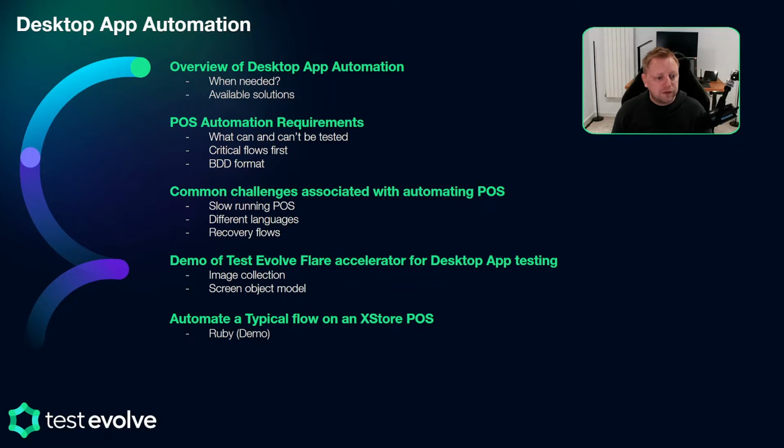So we'll look at test runs and test cases in there. I'll be performing a demo of Test Evolve Flare. We've got a new feature that provides an accelerator for desktop app testing. It makes it a lot easier to collect images and store them in a screen object model. And we'll also be diving into the code. So we'll look at a typical flow on Oracle XStore till that's in a test lab in Porto. Okay, so let's dive in.